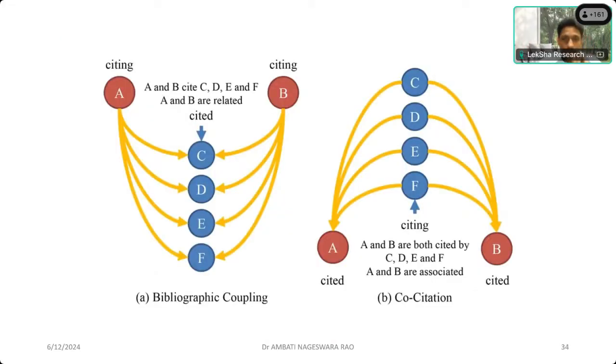Bibliographic coupling. A and B scholar. Bibliographic coupling means article A and article B are citing articles C, D, E, and F. Now we are trying to understand how A and B are related to each other, in terms of context, in terms of content. Similarly, co-citation: scholars A and B were cited by C, D, E, F. So that is the difference between bibliographic coupling and co-citation analysis. I'm going to discuss it when we deal with the data set.